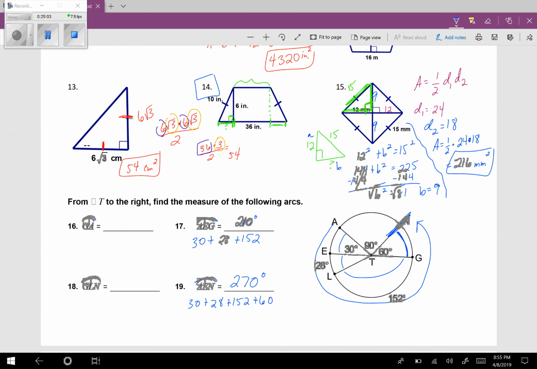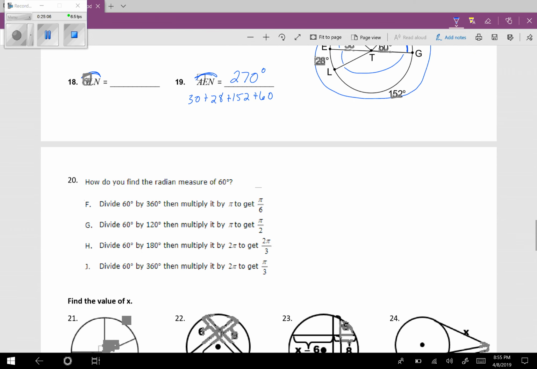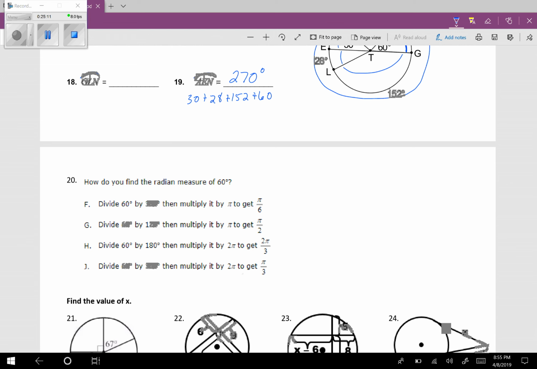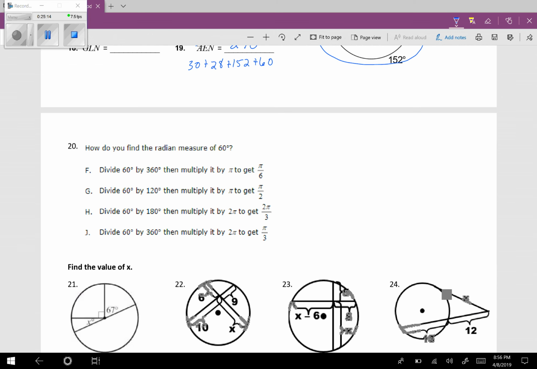All right, next page. Like I said, guys, this is going to be a lot of information. I will do number 20 with you guys just because the way that we learned it, it looked a little bit different, but y'all, it is the exact same thing. How do you find the radian measure of 60 degrees? This is going from degrees to radians. So remember, it's degrees times pi over 180.